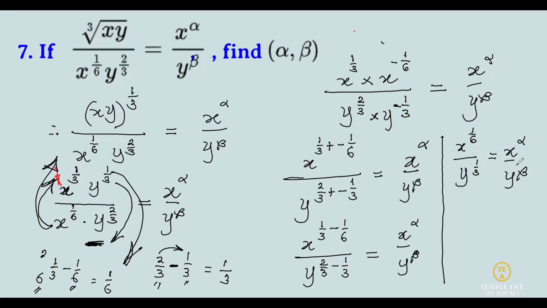And now, by comparing both sides, the powers on the numerator will match the power on the numerator on both sides. The power on the denominator will match the power on the denominator on both sides. This implies very quickly, as written, alpha comma beta is the same as alpha represents 1/6 the power, beta represents 1/3. So we can have 1/6 comma 1/3, our final answer. Very simple.